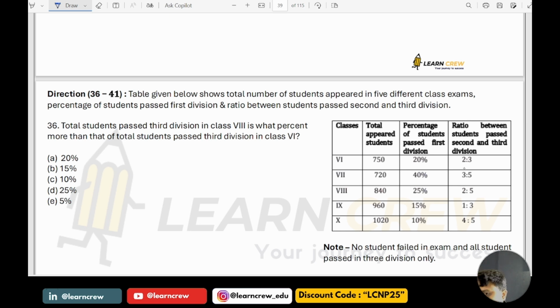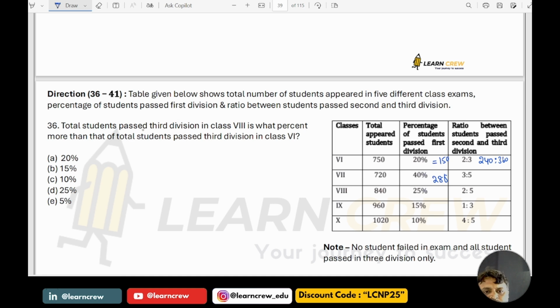So if 20% is 150 out of the total, the remaining is 600. Remaining 600 means second and third division, 5 parts is 600, each part 120, so it is 240 and 360. And 40% is 288. So according to the requirement, we will work on it.